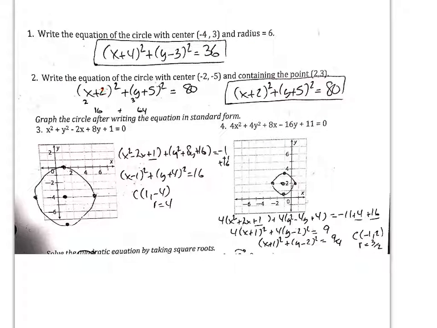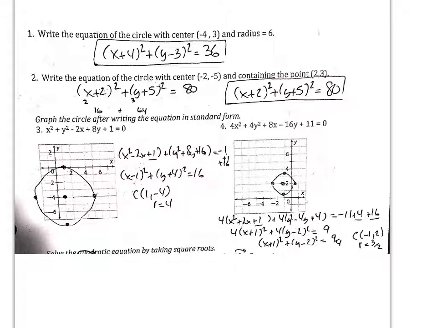Number 2, the center again, they give you -2 and -5, so I put those in there. X plus, put the opposite in there. Then to find the radius, they give you this point. Remember the reason it contains the point is because the circle goes through the point, because it works. So put the 2 in for the x, put the 3 in for the y, square it, you get 16. 3 plus 5 is 8, squared is 64. Add those together, you get 80, and that's what goes over there.